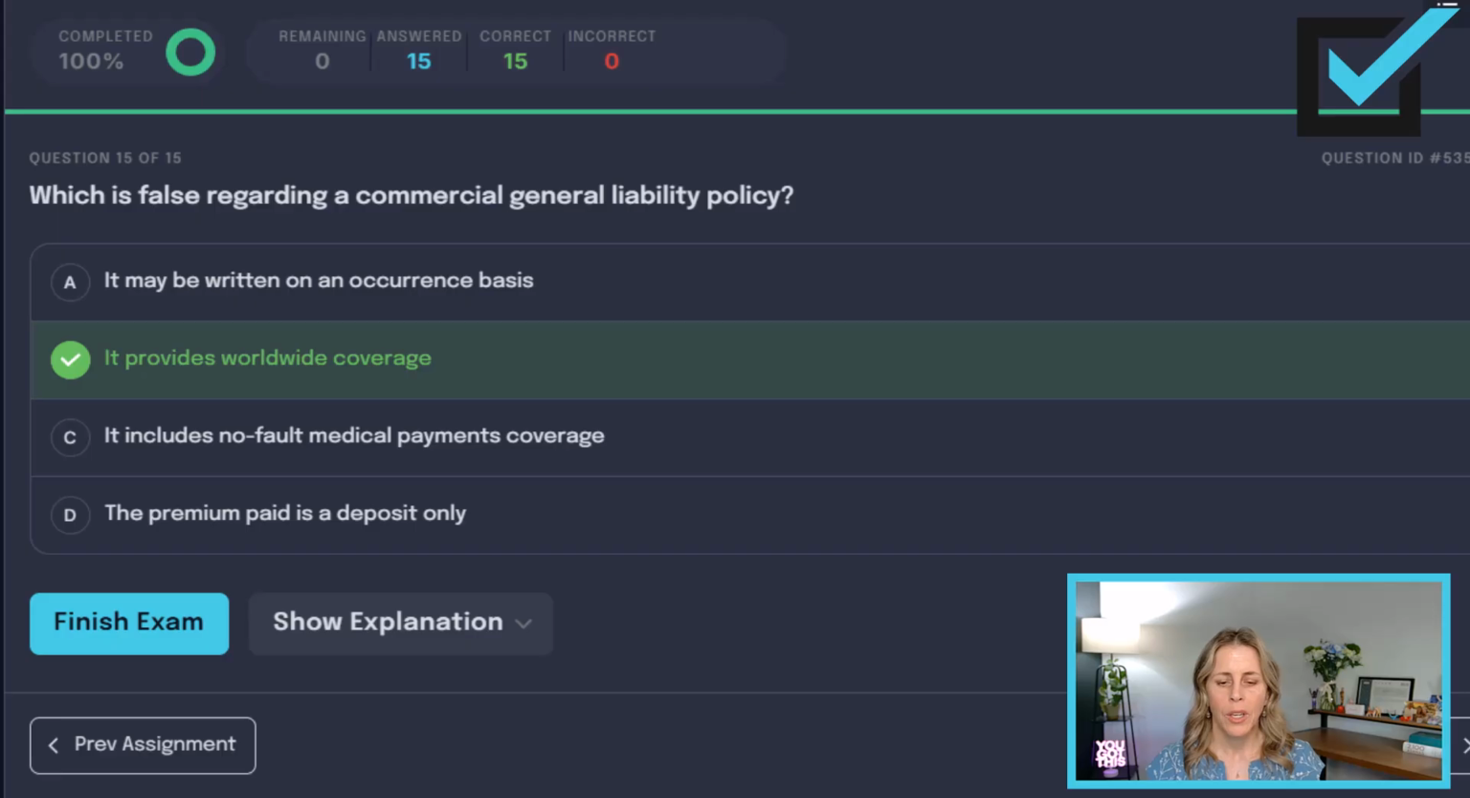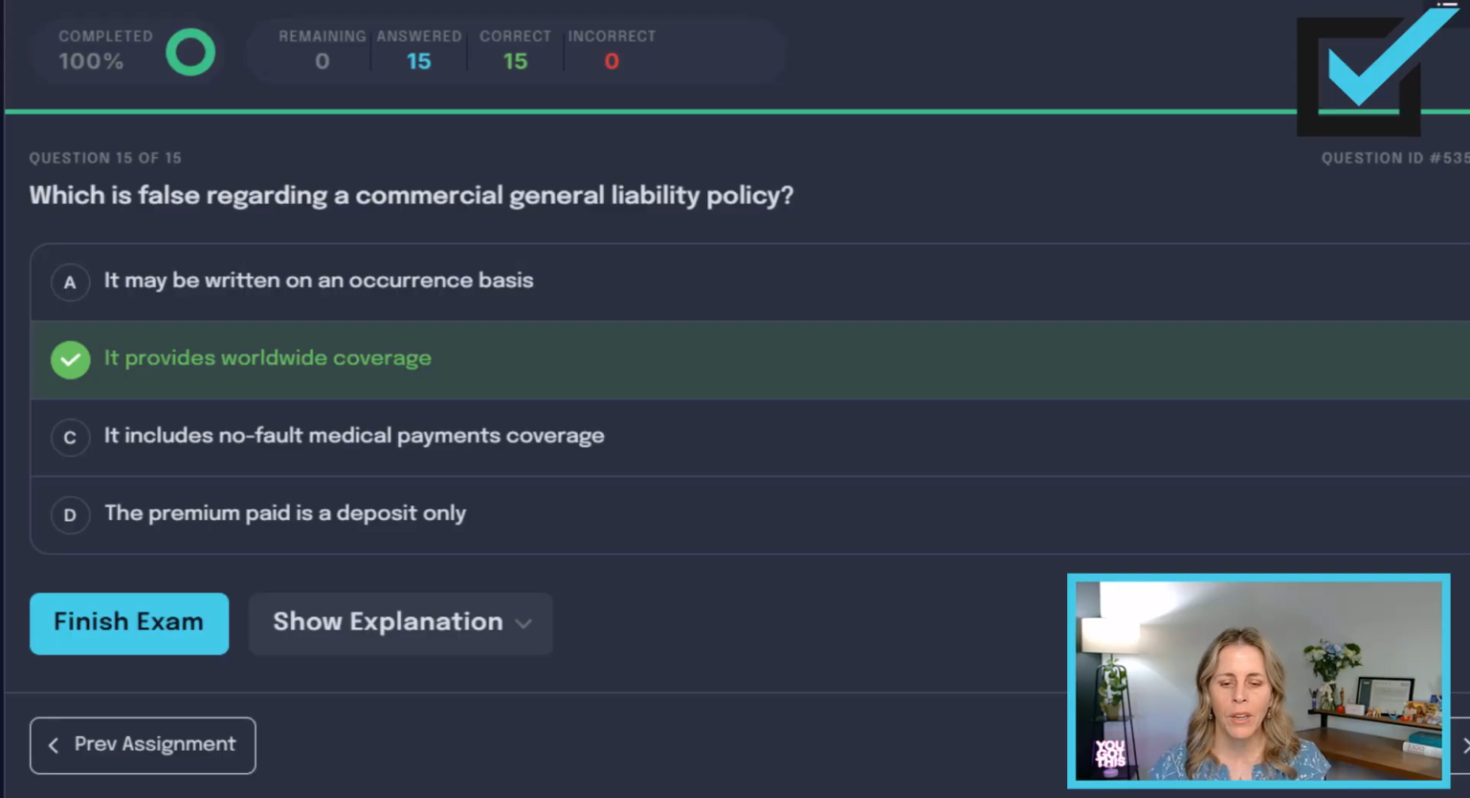That is false. The commercial general liability policy has a policy territory that includes the United States, its territories and possessions, Puerto Rico, and Canada. The only time there is worldwide coverage is specifically related to products liability, and that is only when the product is manufactured in the policy territory and the lawsuit is brought forth in the policy territory. So the answer, it provides worldwide coverage, is false. It is only true as it relates to products liability.